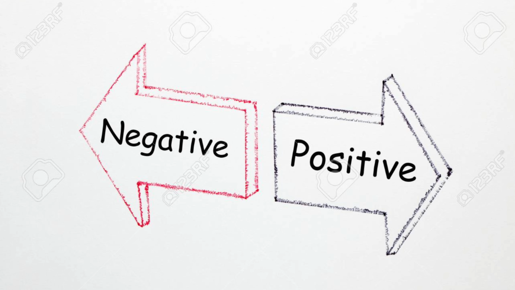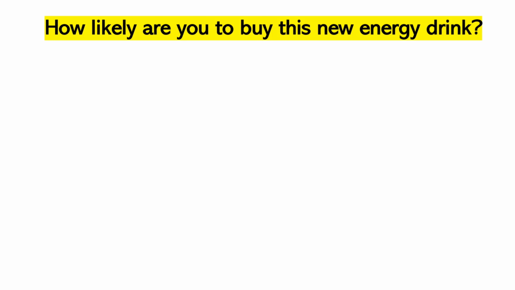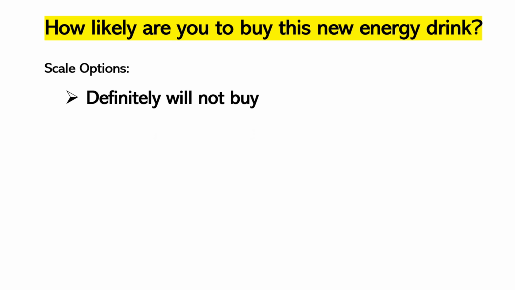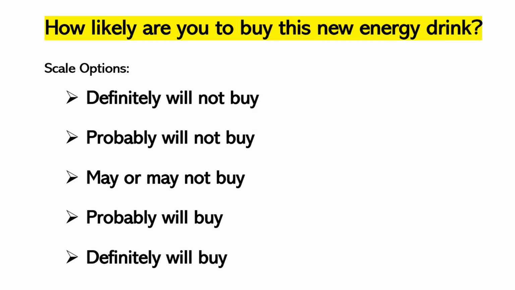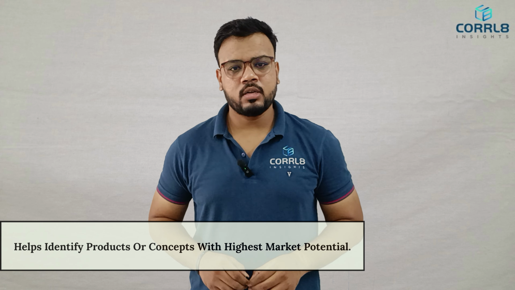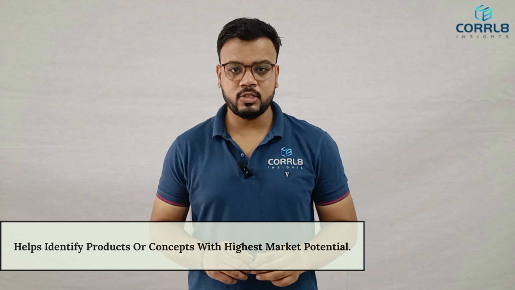Another version often grouped under Likert is the bipolar scale. A bipolar scale is a measurement scale in which response options are arranged between two opposite ends of a continuum, positive versus negative, allowing respondents to indicate both direction and intensity of their opinion, attitude, and intent. For example, a question can be, how likely are you to buy this new energy drink? Scale options are definitely will not buy, probably will not buy, may or may not buy, probably will buy, and definitely will buy. The respondent selects the option that best reflects their purchase intention. These types of scales help researchers determine which products, concepts, or variants have the highest market potential.